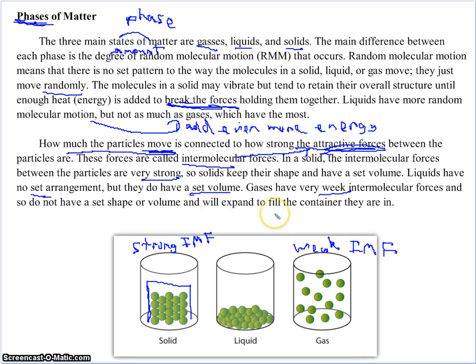Okay, be ready to discuss key points. So you might want to take a little time and write down some key points.